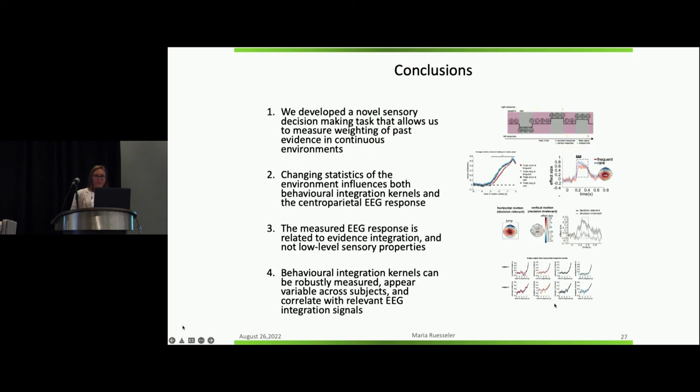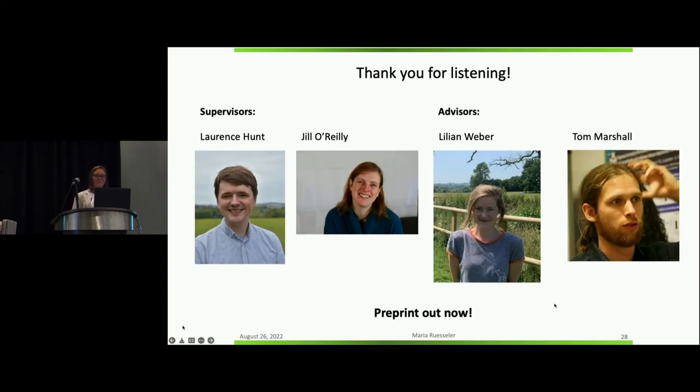So, in conclusion, I developed a novel sensory decision-making task that allows us to measure weighting of past evidence in continuous environments, and changing the statistics of these environments influences both the behavioral integration kernels, but also the neural responses. The measured EEG response is related to evidence integration and not due to a lower level sensory process. And the behavioral integration kernels can be robustly measured, appear variable across subjects, and correlate with the relevant EEG integration signals. Thank you so much for listening.